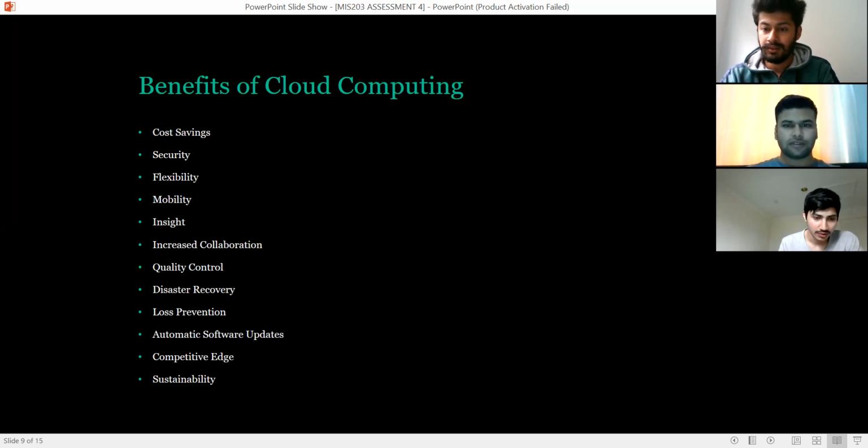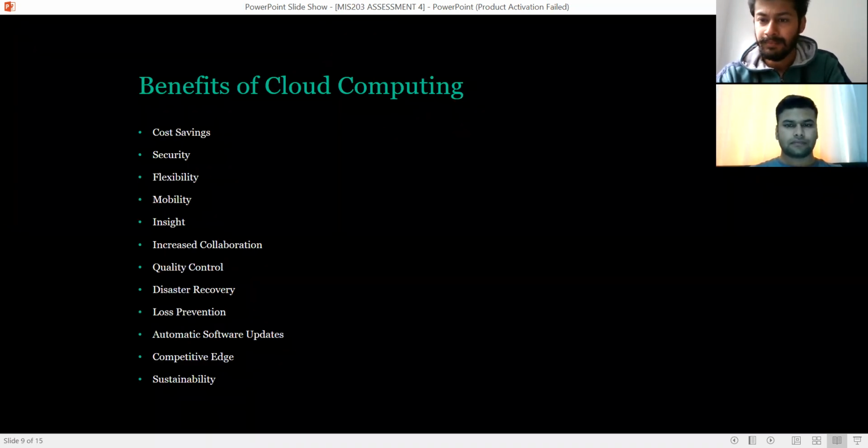Okay, so I'm just going to explain some cons. I'm going to explain some further slides. He's already explained up to mobility. So you can explain insight and increased collaboration. I'll explain some of the further slides as well, like insight.